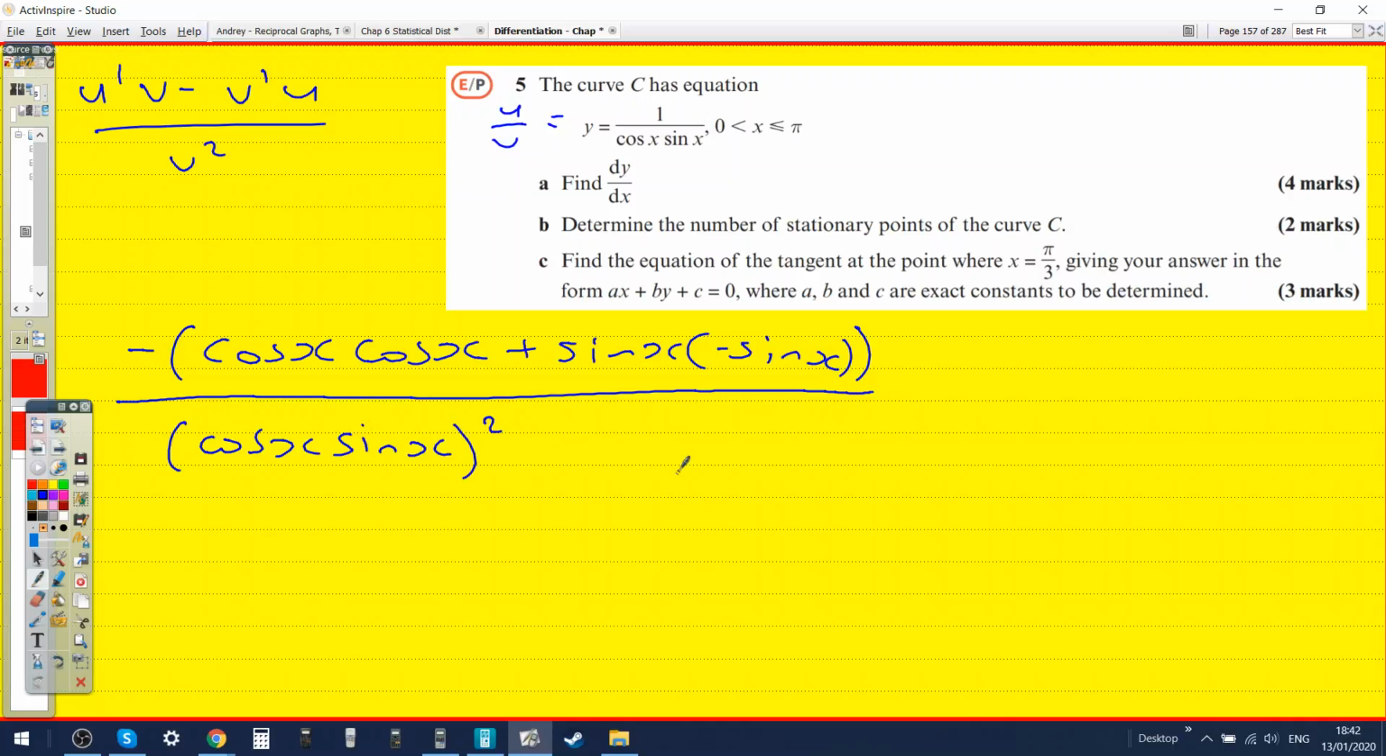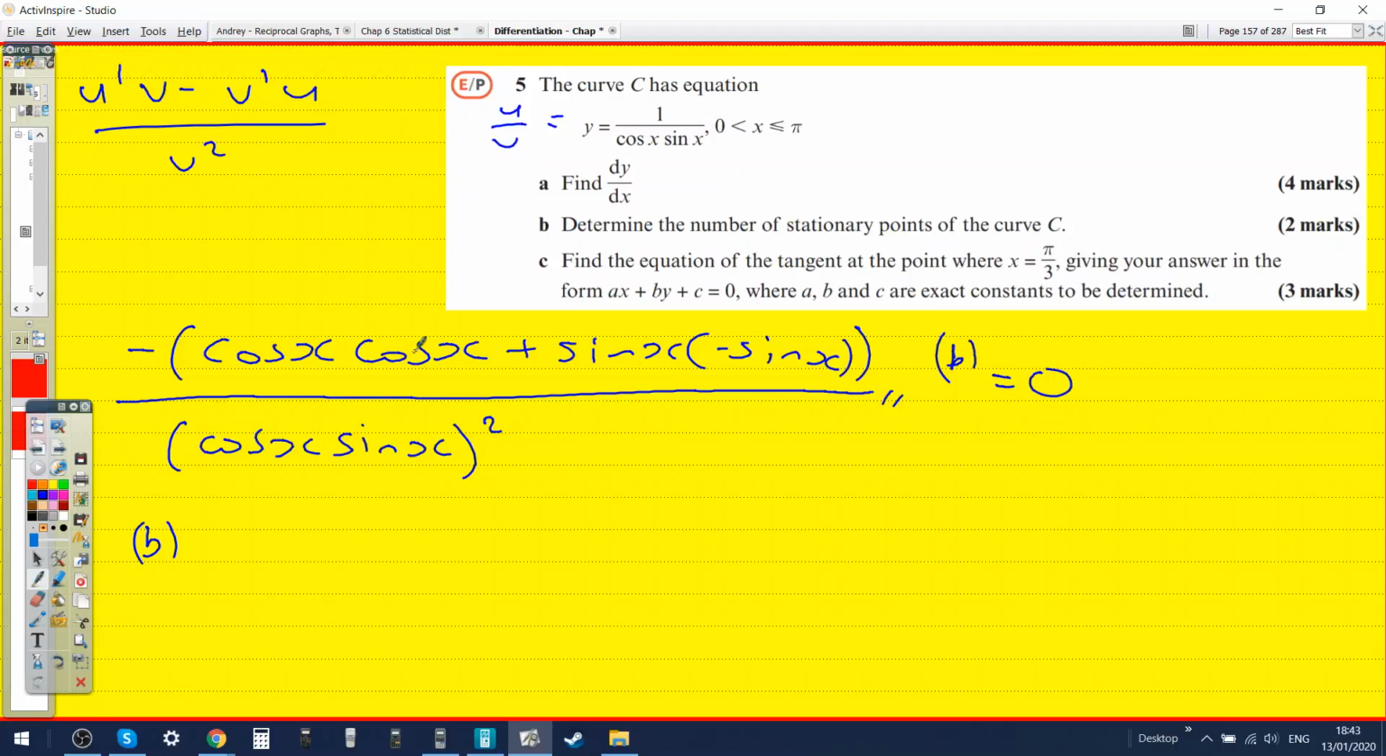Squared. Yep, like that. Part B. Determine the number of stationary points on the curve. So we need to make this whole equation equal to 0, so dy by dx equals 0. And then we want to find x, but there are so many values of x.